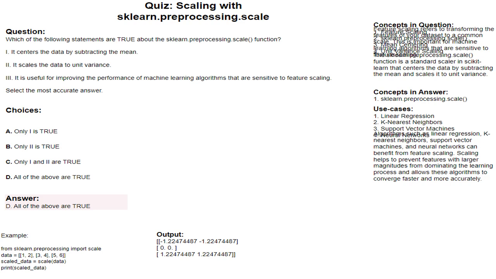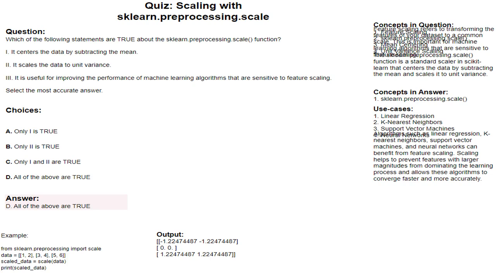From sklearn.preprocessing import scale. Data = [1, 2, 3, 4, 5, 6]. Scaled data = scale(data). Print scaled data. Output: -1.22474487, 0, 1.22474487.